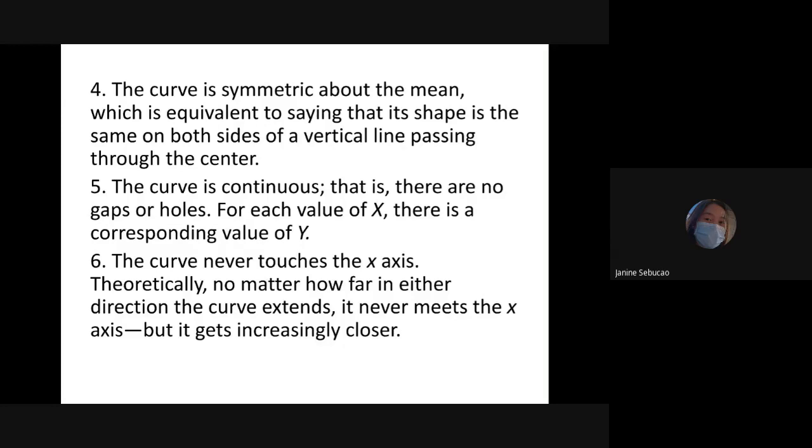Next, the curve is symmetric about the mean, which is equivalent to saying that its shape is the same on both sides of a vertical line passing through the center. When you say symmetry, when you cut the curve into two, whatever you find on the right side is also what you can see on the left side. So the same thing with the area of the distribution: 50% is at the right of the distribution, while 50% is located at the left of the distribution.